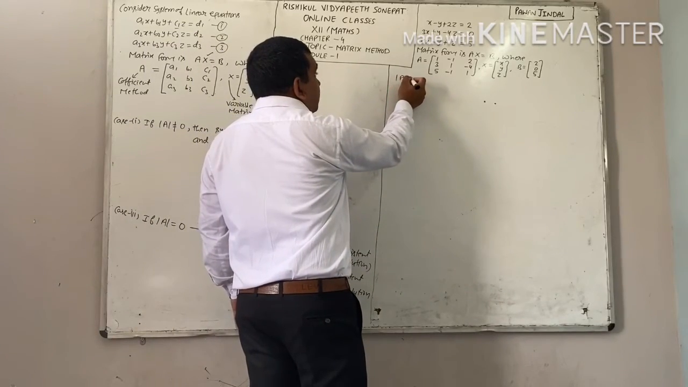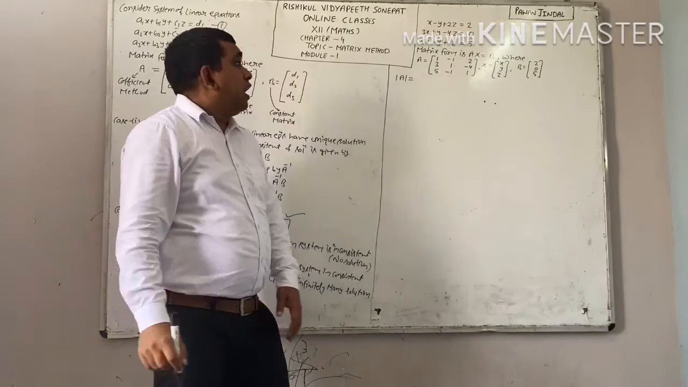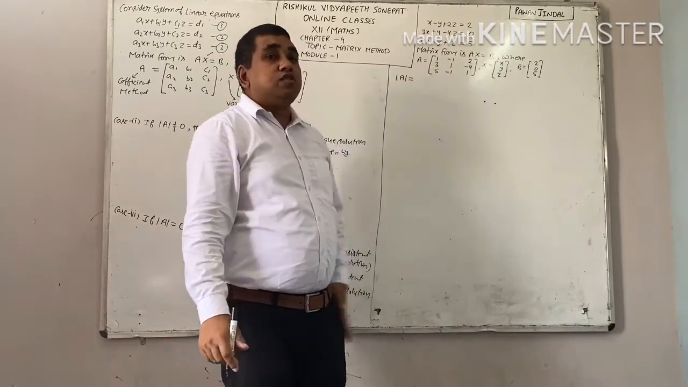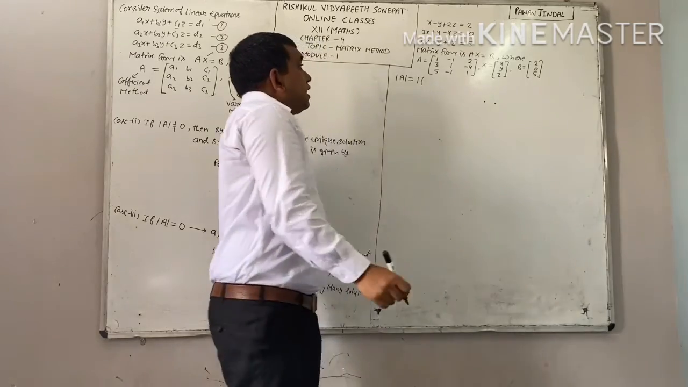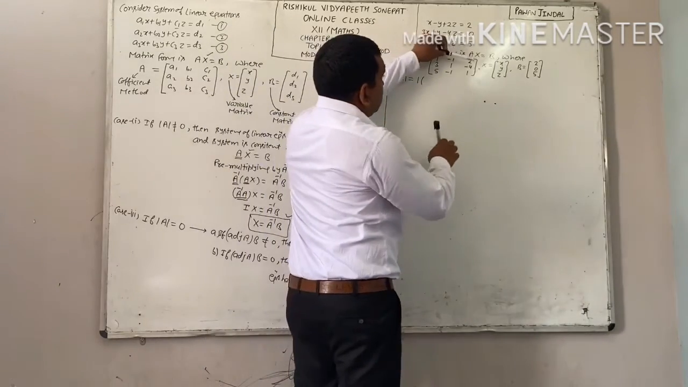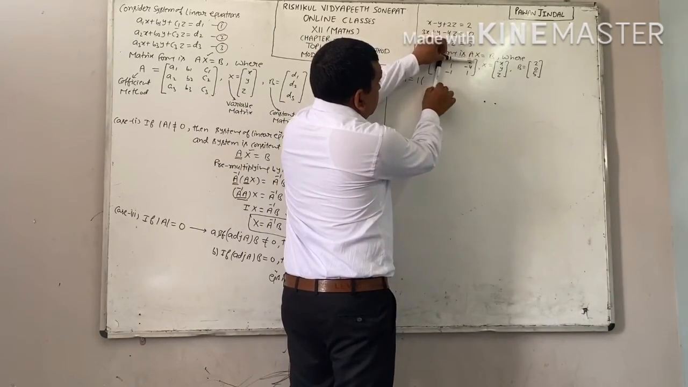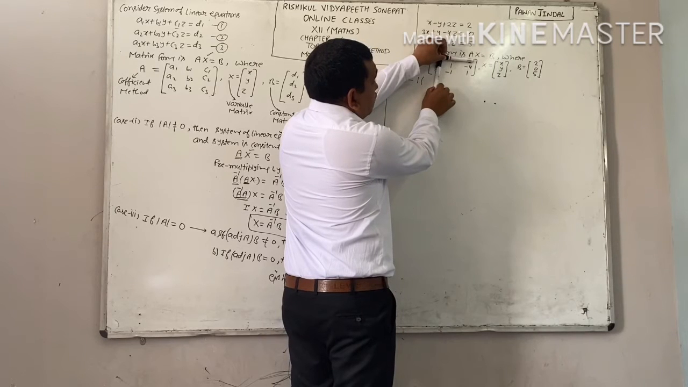Now, first of all, you will find out determinant of A. Determinant of A, you know very well. Determinant of A equal to, I am expanding with respect to first row. 1 into, horizontal cancel out. This is your horizontal, you can see, and this is your vertical. What is left? 1, minus 4, minus 1.